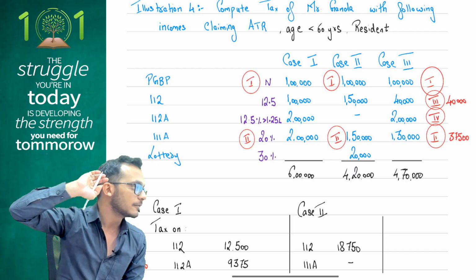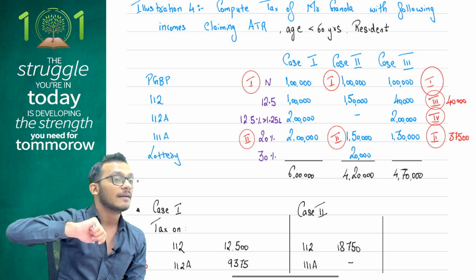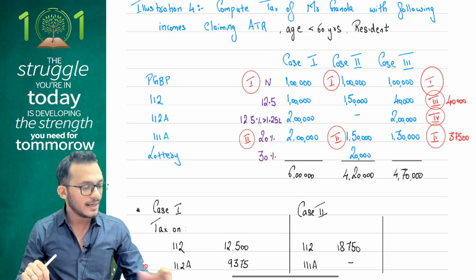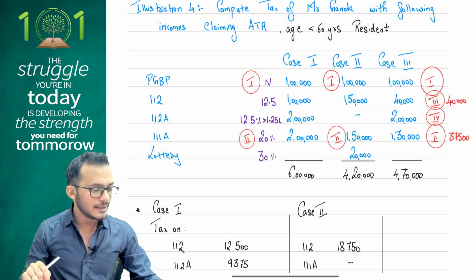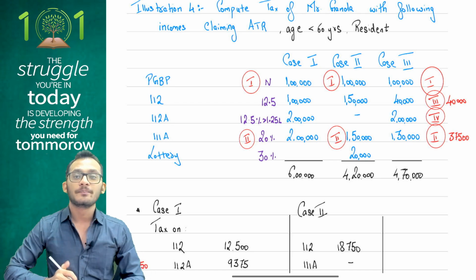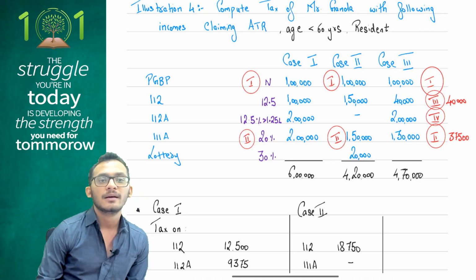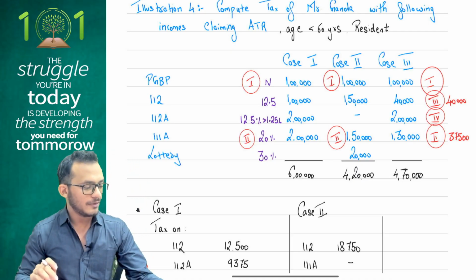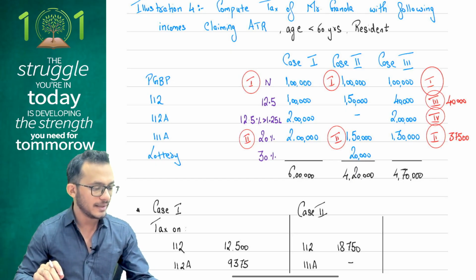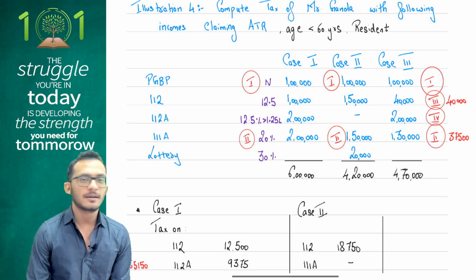What is the same old priority order? First set of PGBP, then set of 111A. Very good. Now look at 111A. How much income do I have? 1,30,000. In that, I am already ready to offer 37,500. So 92,500 will go to my slab. Left of slab is 57,500, which will come from 112A. Very good.